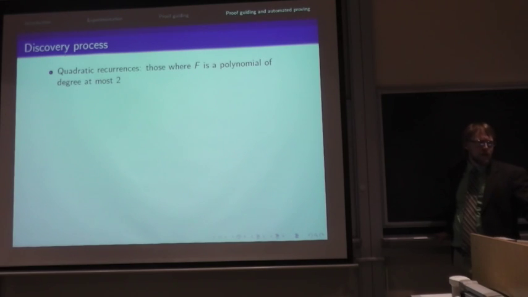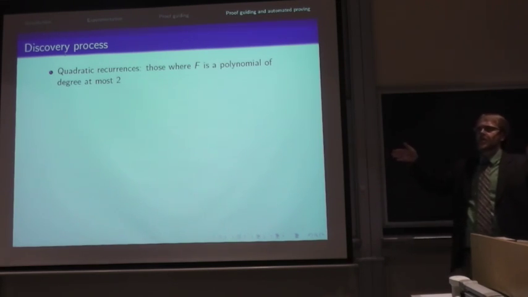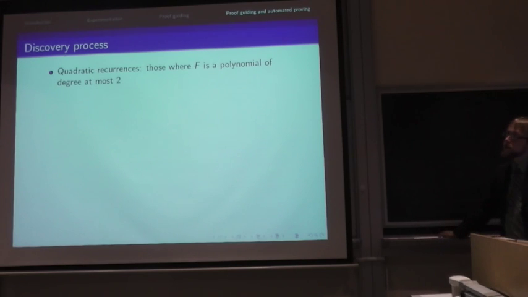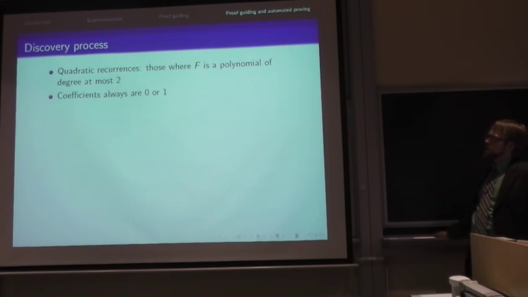And so the thing is that I worked on a project where the discovery process was basically, I looked at lots of quadratic recurrences. Before, we saw quadratic recurrences where the numerator was essentially a polynomial in three variables. That was quadratic, and so I said, okay, what happens if we go up to four variables, five variables, six variables, and so on and so forth, and look at lots of different recurrences. And the coefficients I always set equal to 0 or 1 for simplicity's sake.